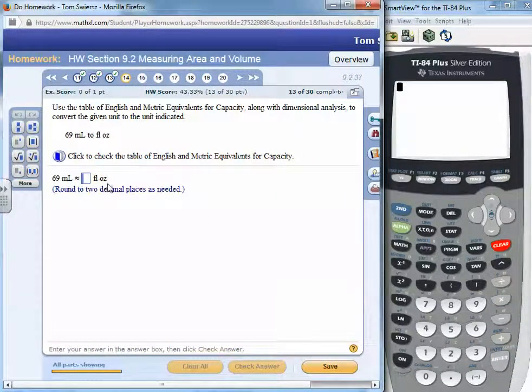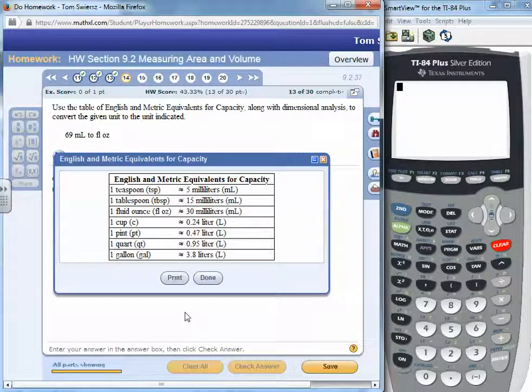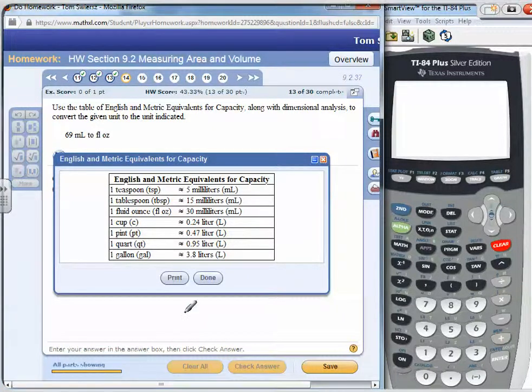All right, number 14, 69 milliliters to fluid ounces. Okay, let's click here and notice fluid ounces, milliliters to ounces. Do we have it? There it is. 1 fluid ounce is 30 milliliters. So that's our conversion. 1 fluid ounce is 30 milliliters. Okay. So now we've got the conversion factor.